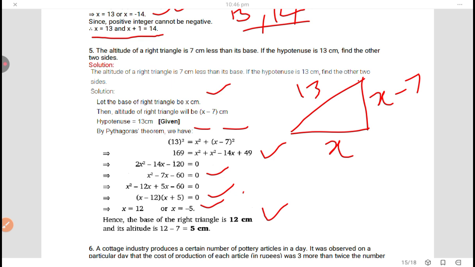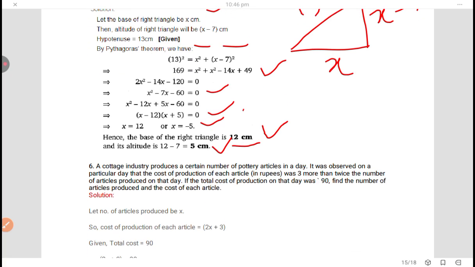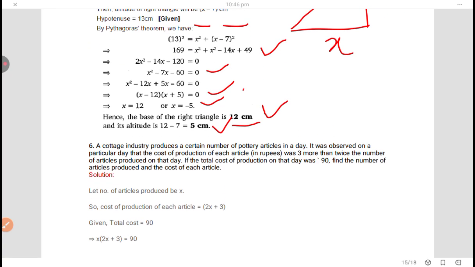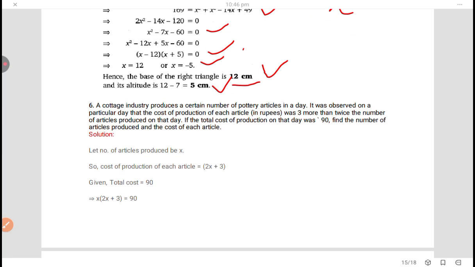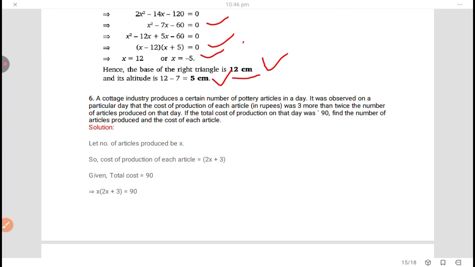So the base of the right angle triangle is 12. So the altitude is 12 minus 7, so it is 5. This kind of problem we solved in the example. So you can check it.